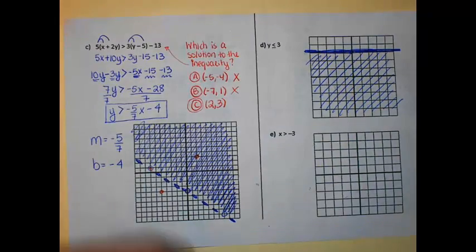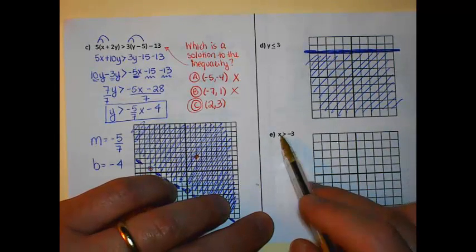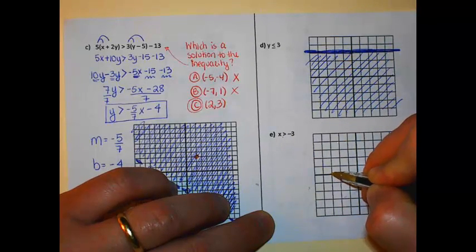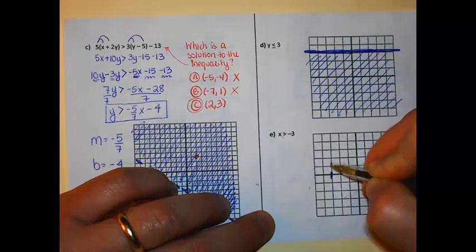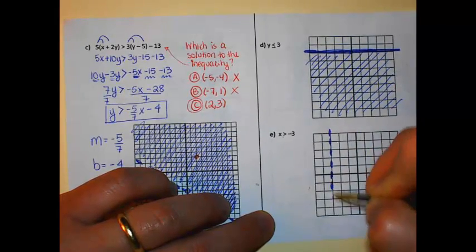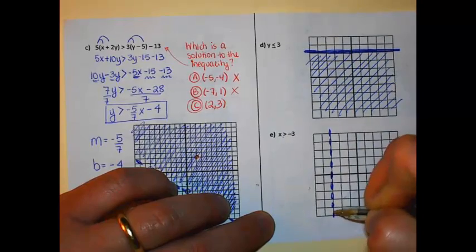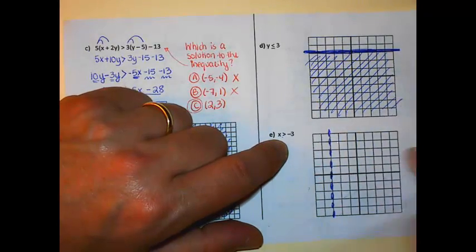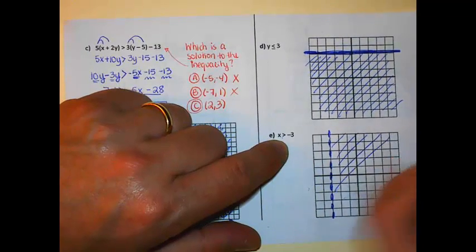The next one is x greater than -3, so you're going to go to -3 on the x, and you're going to do a dashed line, and we want to shade the region that is greater than -3, so the region greater than -3 will be to the right, so this would be my answer.